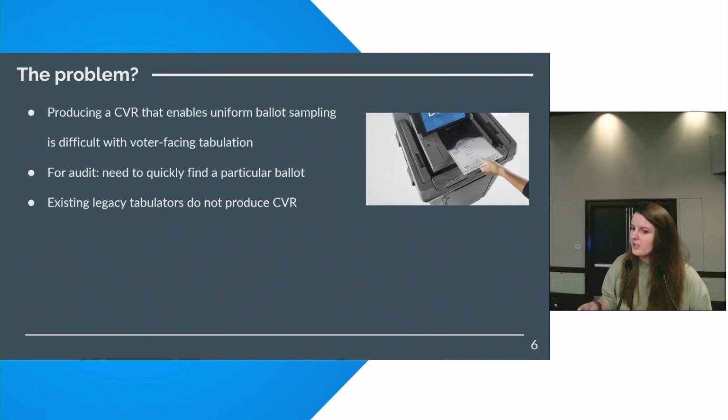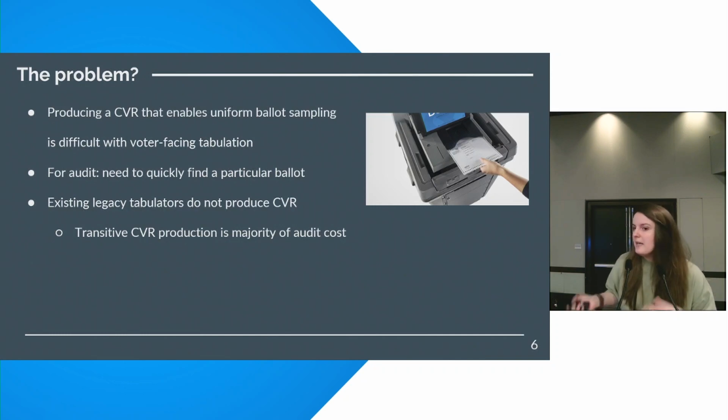The Election Assistance Commission recently put out new guidelines that require new tabulators to produce CVRs. However, we expect it to be a couple of years before these are readily available on the market. You can circumvent this problem using transitive CVR production, where you take your ballots to another machine, and that machine produces a CVR. However, this is very, very costly. In Connecticut, we ran a pilot of risk-limiting audits, and we used transitive CVR production, and overall, we found this to be 99% of the audit cost. So our goal is to reduce that cost.